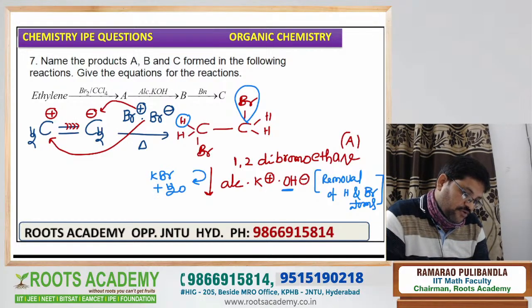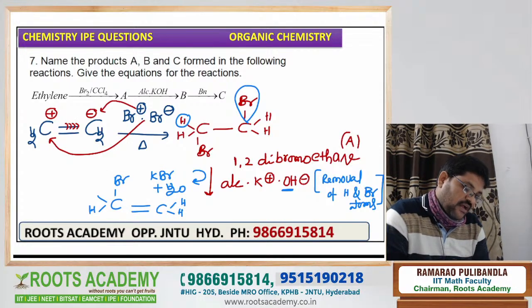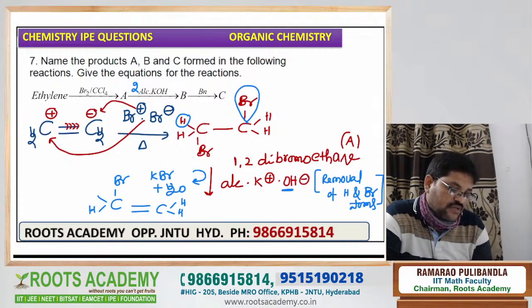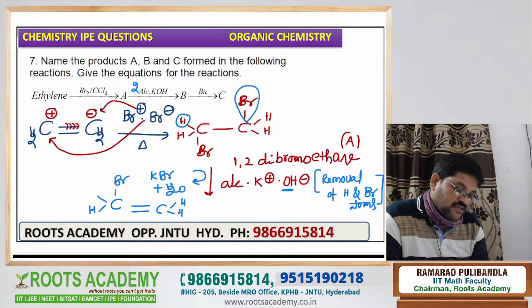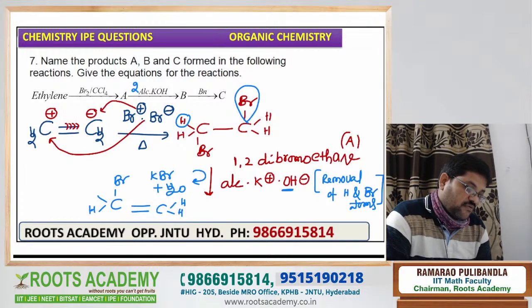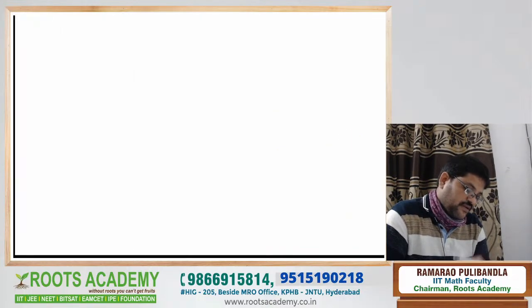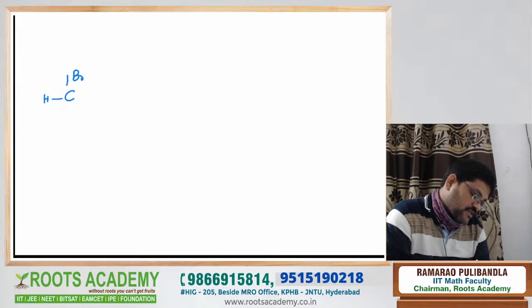So from that, what did you get? You get CH2=CHBr. Again, by adding alcoholic KOH, because 2 moles of alcoholic KOH are used. You ask, why, sir, 2 moles of alcoholic KOH? Because 2 bromine atoms are there. That's why, simple logic.